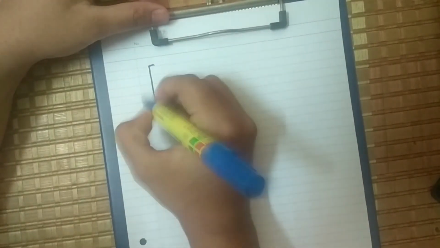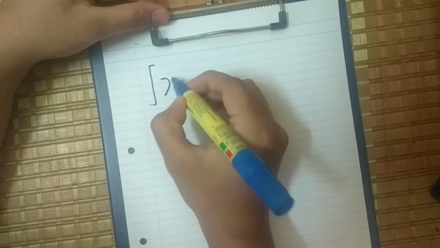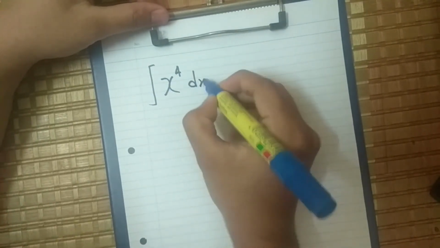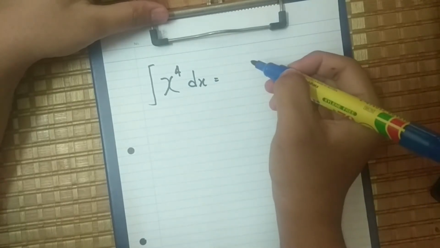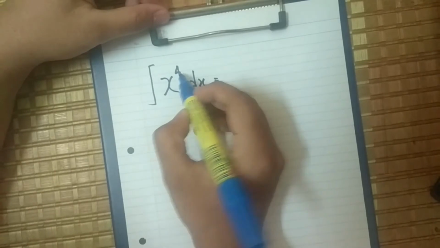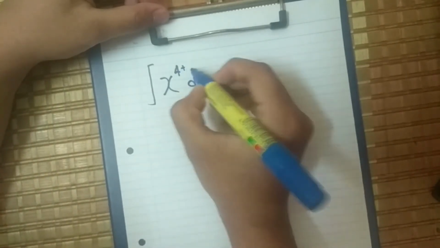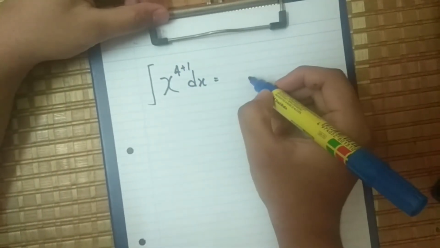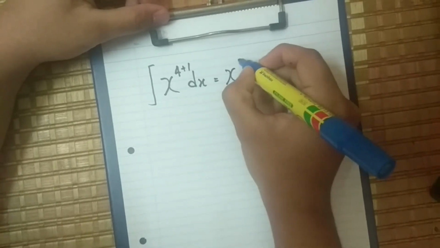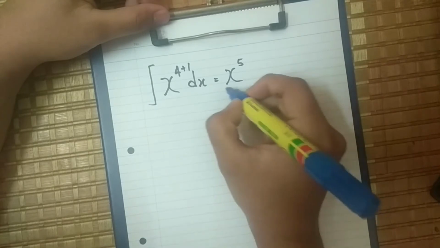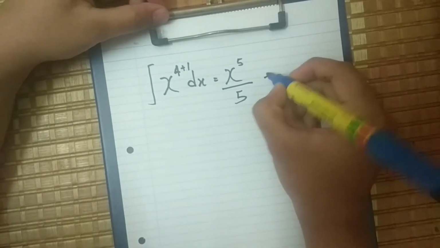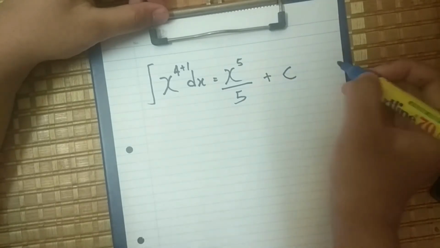The integration of x to the power of 4 dx is equal to, as we learned before, we must add 1 to the power, and the result is x to the power of 5 divided by 5 plus the constant c.